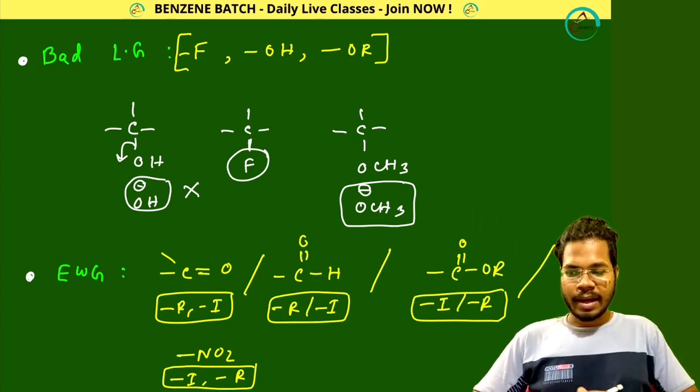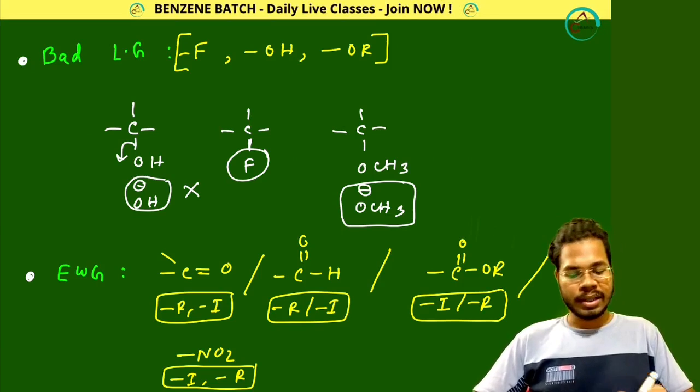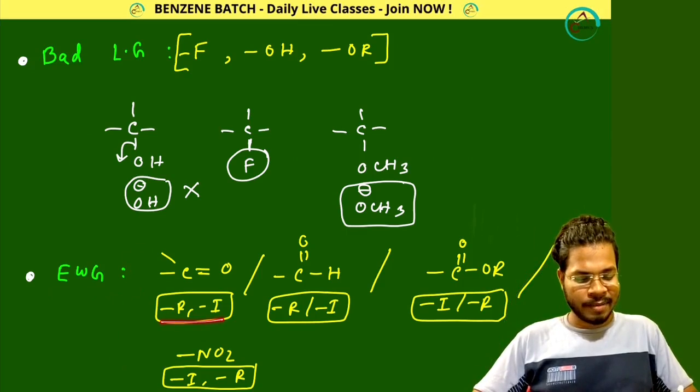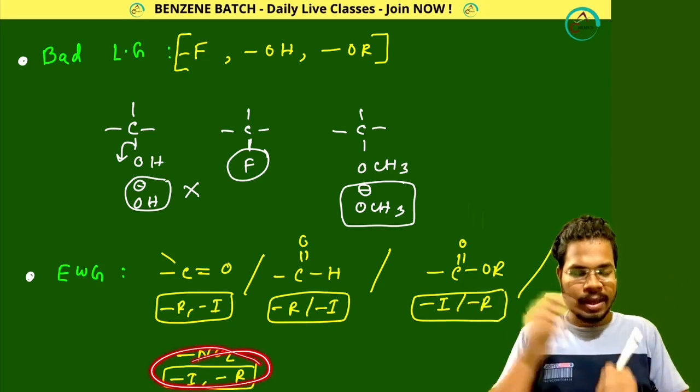I think that would be enough. All these groups are actually enough. These are my electron withdrawing groups. All these groups can show -R, -I effect. So how would you show that? I will be discussing that whenever I give you an example.